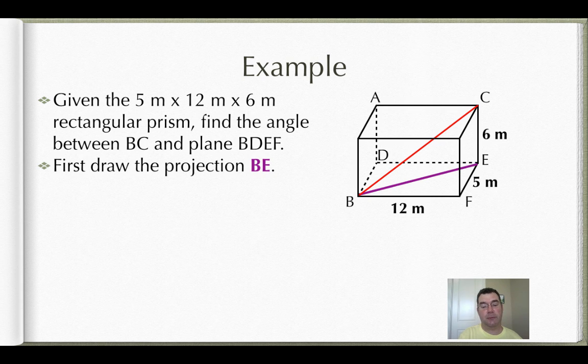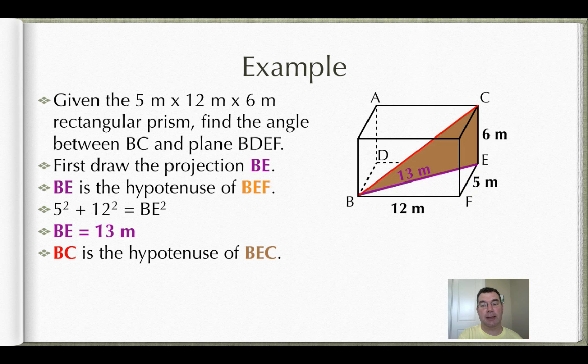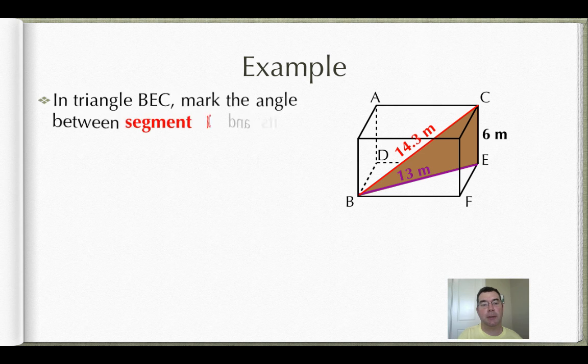First I draw the projection from B to E, and it's going to be the hypotenuse of BEF. Okay, and so Pythagorean theorem again gives me that BE is equal to 13 meters. Okay, so now looking at the brown triangle, BC is the hypotenuse of BEC, that triangle. So using Pythagorean theorem again, I get that BC is equal to about 14.318. So using the purple side and the red side, I want to know the angle between those.